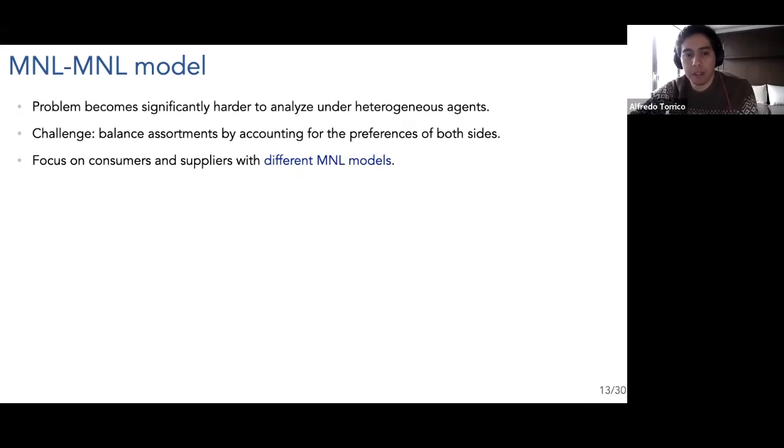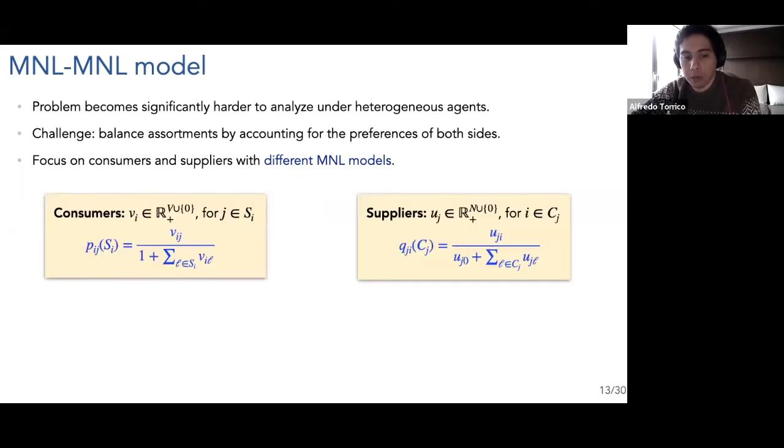Okay. So for consumers, we're going to consider the following multinomial logit. Now it's similar to the previous work, but now the scores may depend on the consumer. So the scores are indexed by i and j. On the other hand, we have suppliers that also follow a multinomial logit model that is more general than the uniform. And I'm going to keep the notation for the outside scores just to keep some coherence with the previous work.